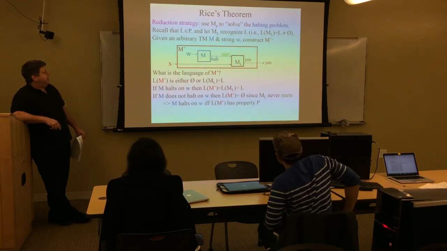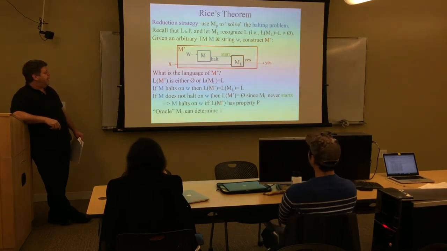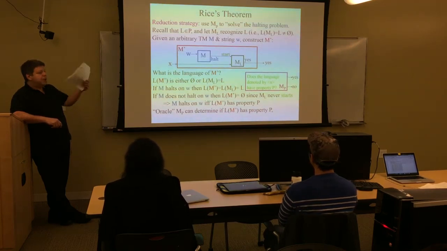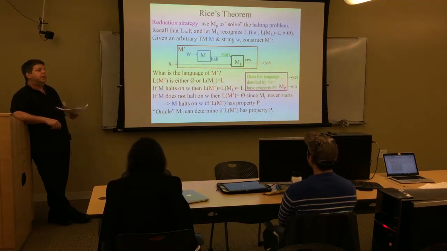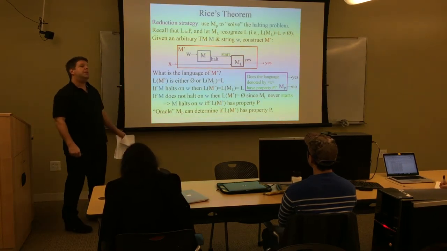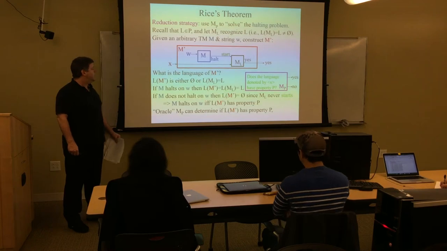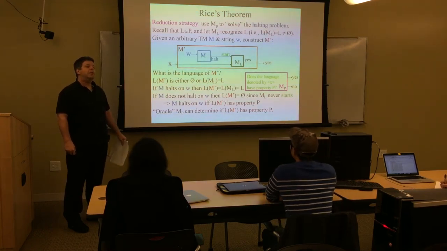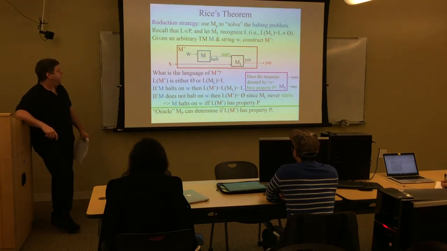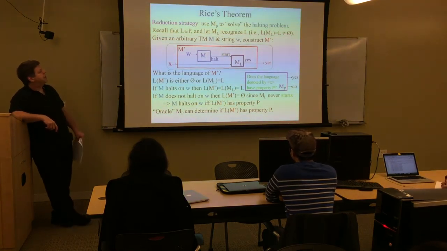Okay. So if we had an algorithm to tell us whether the language of a machine has property P or not, we can exploit it like this into solving the halting problem for us, which we know is undecidable. So whether an arbitrary recognizable language has property P or not, that's undecidable too. And that generalizes the previous three proofs on these examples 1, 2, and 3 that we saw earlier.